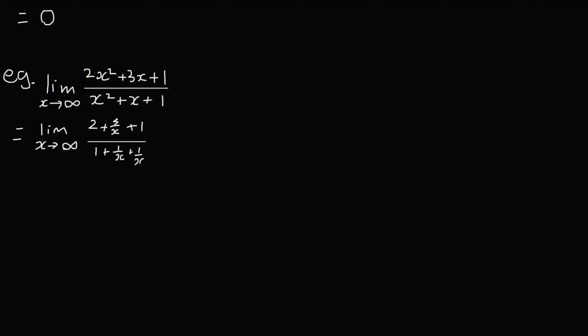What you're trying to do is make as many terms as possible go to 0. So this would actually be 2 plus 0 plus 0 over 1 plus 0 plus 0, which equals 2.